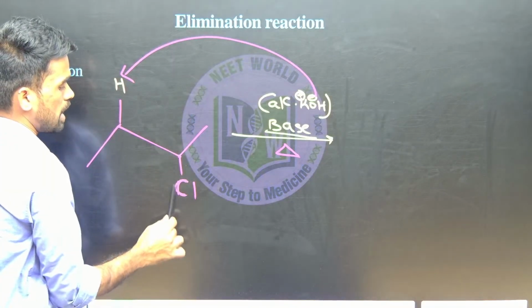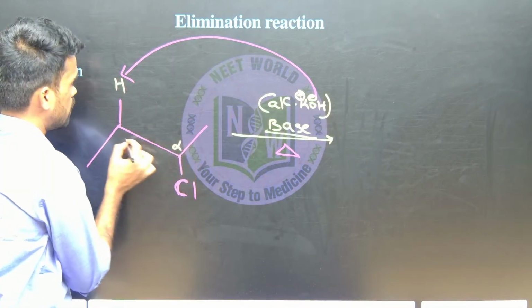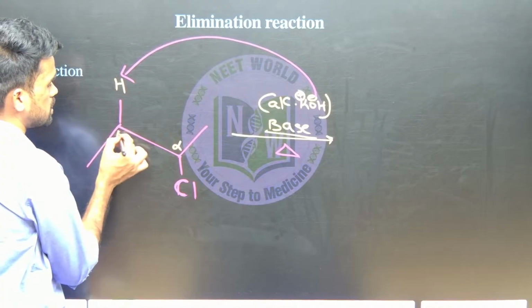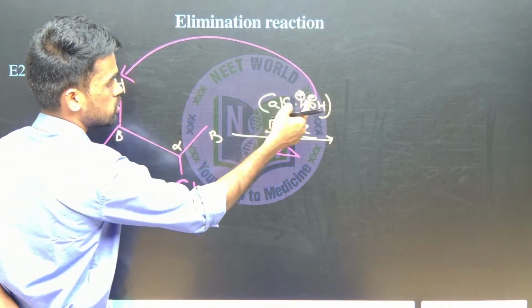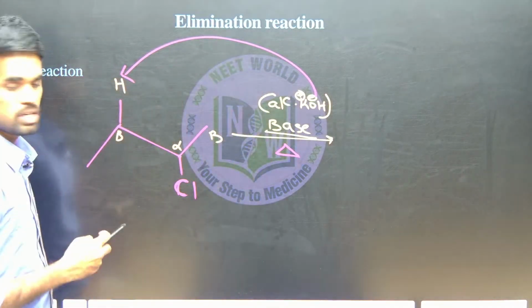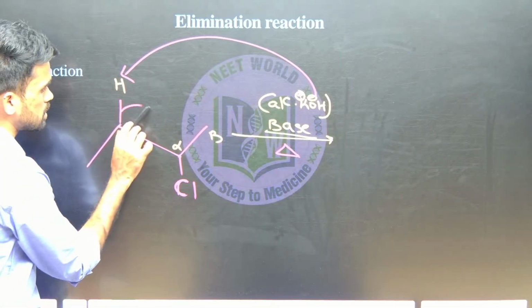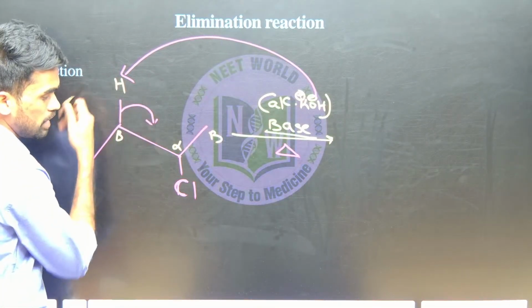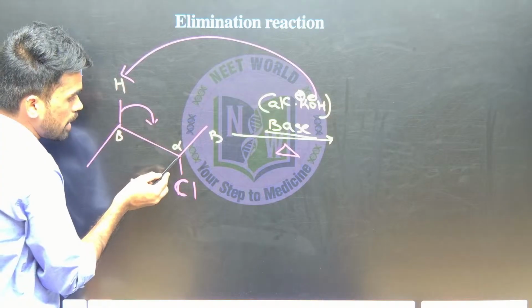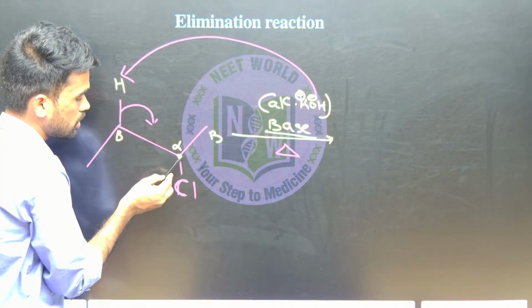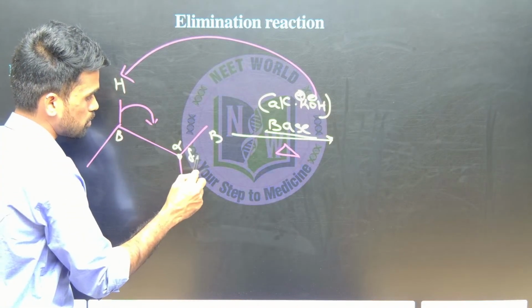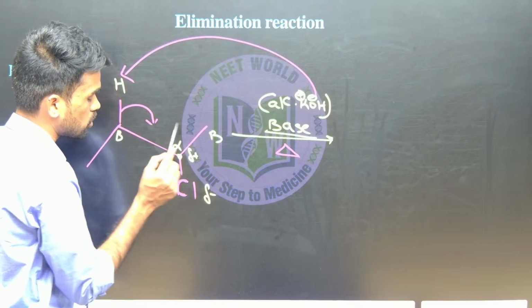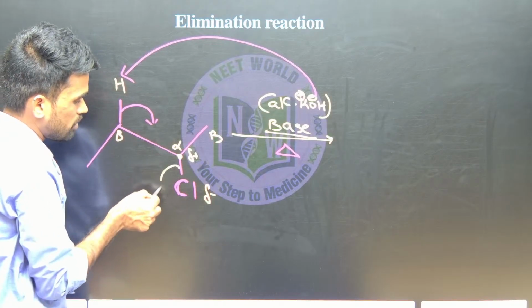Now this base will abstract the beta proton. See, the chlorine-attached carbon is considered alpha, and the adjacent carbons are beta. So from this beta position OH minus abstracts the proton. When it is abstracting, the sigma bond shifts to this side. Why does it happen? Because the chlorine will polarize this bond, and here you will get a partial positive charge and a partial negative charge on the chlorine. So chloride ion is a good leaving group, and it comes out.